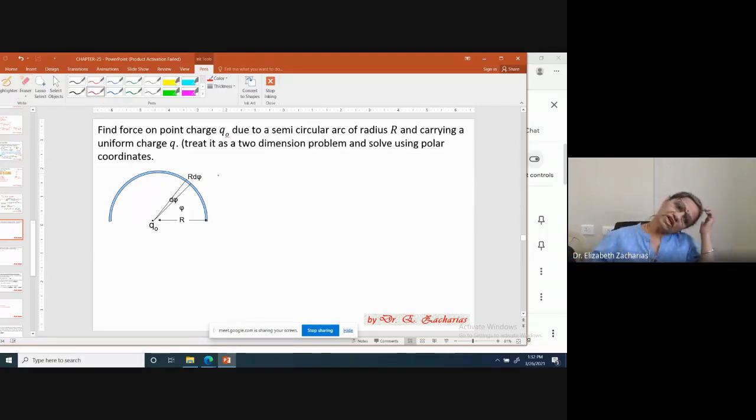Okay, so how do you start? What is the usual way of starting? You have to take a charge element, and it will be a length. Okay, so we'll take a charge element of length dl carrying a charge dq. Straight away you can see that dl is an arc, therefore dl will be equal to R d phi, because phi is the angle that this arc is subtending at the center, and capital R is the radius of the semicircle. Is this point clear?